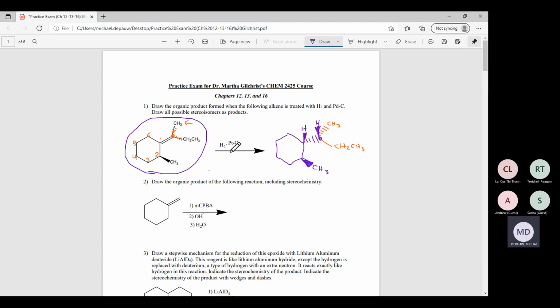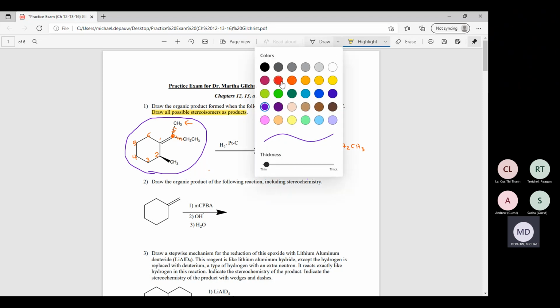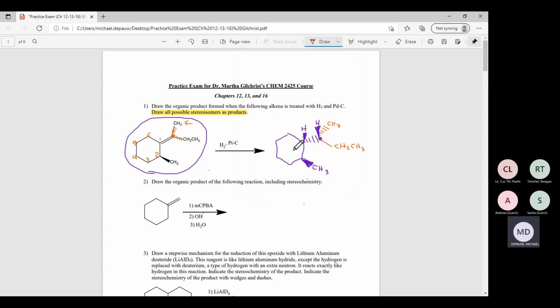Now, that is one possible stereoisomer, and notice it says draw all possible stereoisomers. So I'm going to go ahead and highlight that here. Draw all possible stereoisomers as products. So there's another stereoisomer that we need to draw here, and that would look similar to this other one, except the hydrogen would actually be coming in from the bottom. So that would pop everything else up.